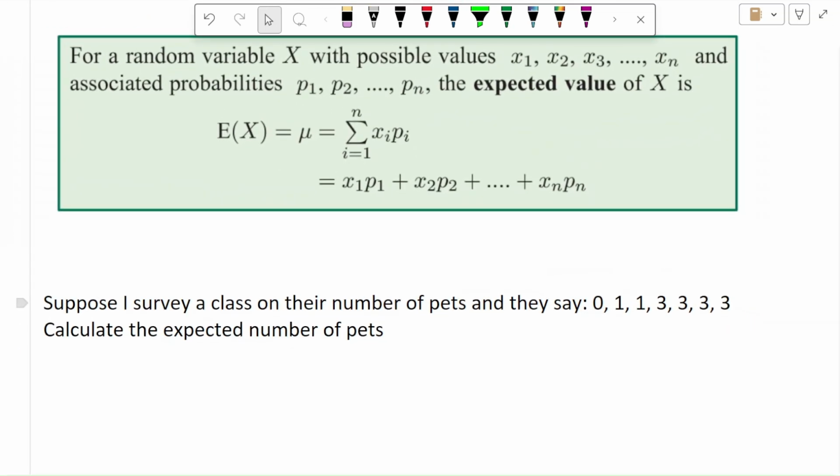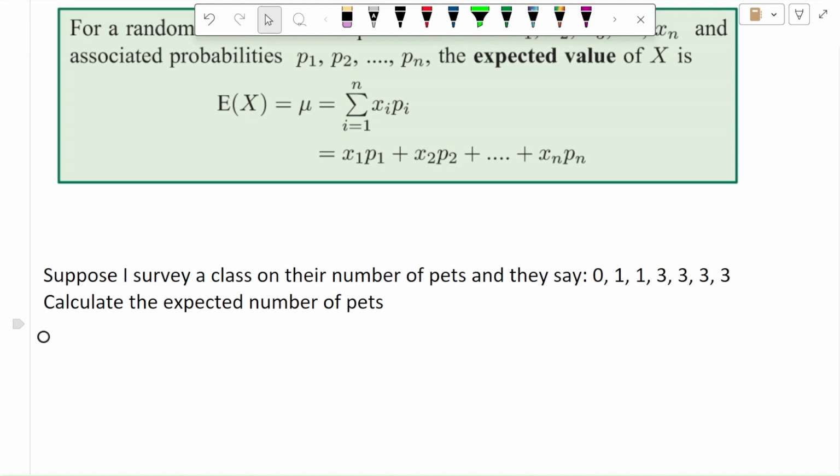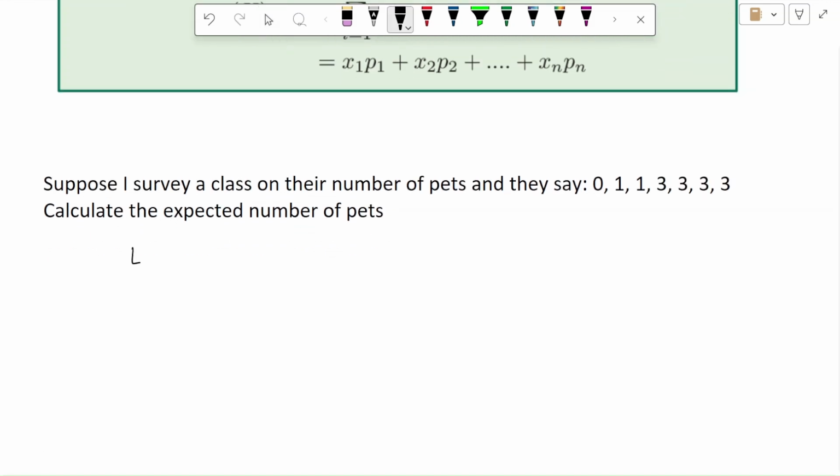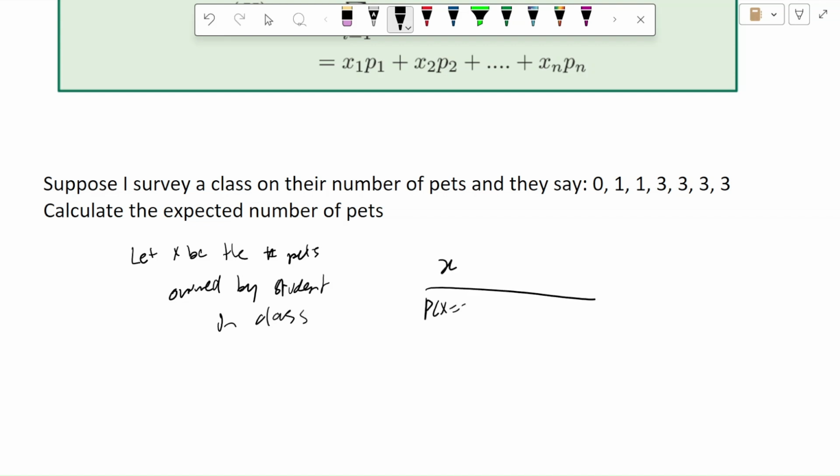Okay, next we look at this in the context of a PDF. So we've got this class and we're surveying on the number of pets. So we could make a PDF table. Let X be the number of pets owned by a student in the class. So then you could say little x and probability that big X equals little x. So it could be 0, 1. We don't really need 2 on the table because nobody had 2 pets.